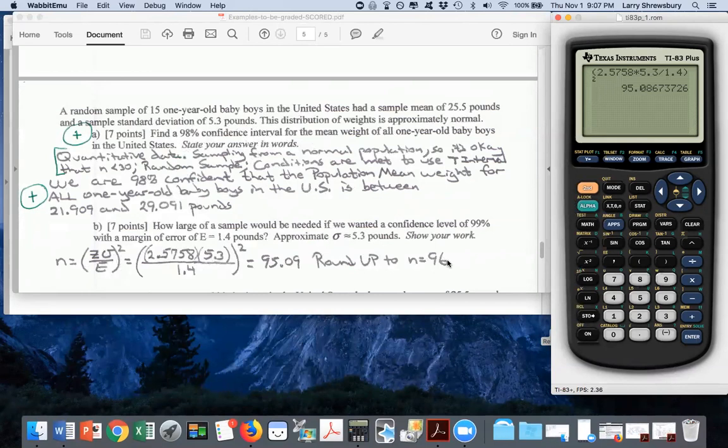But if you use that sample to create a 99% confidence interval, lo and behold, your margin of error E will actually be this small. It'll be narrowed down that much. And boy, you're going to have a confidence interval you'd be proud to own, because it's giving you a really good approximation because it's so narrowed down with such a high confidence level.